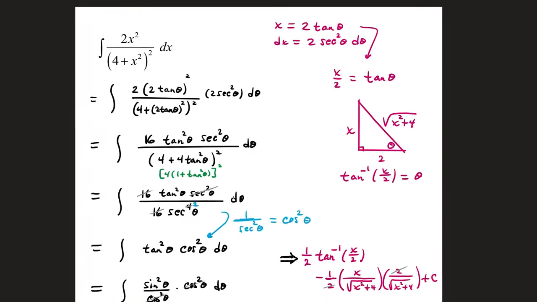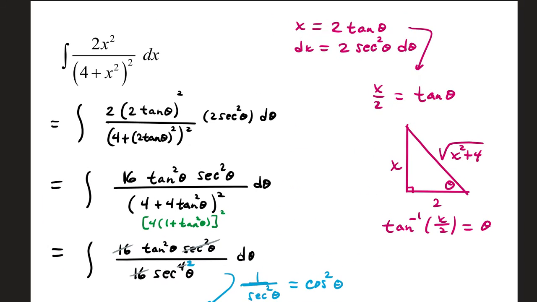In this example, we have the integral of 2x squared over 4 plus x squared quantity squared. Like the last problem, we have a plus sign of squared plus x squared. So it's logical to try a substitution of 2 tangent theta. And that's what we do here. So we're going to let x be equal to 2 tangent theta. The derivative is 2 secant squared theta d theta.